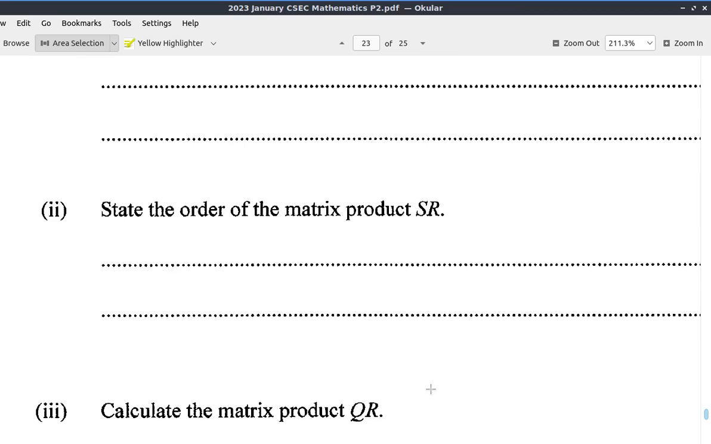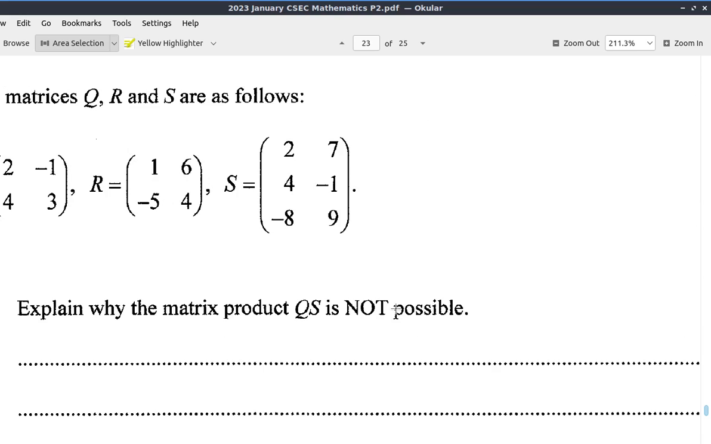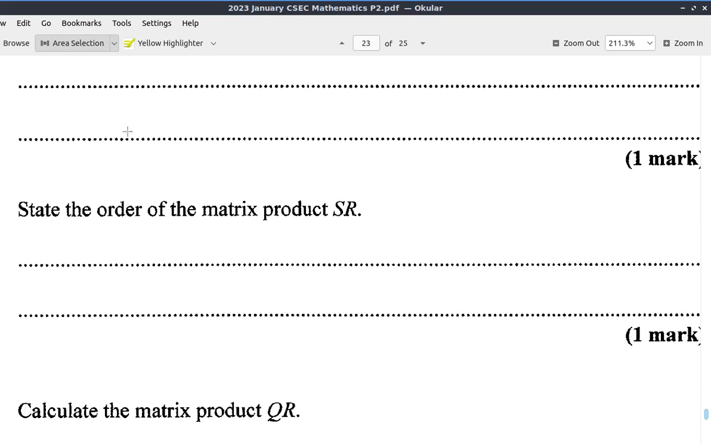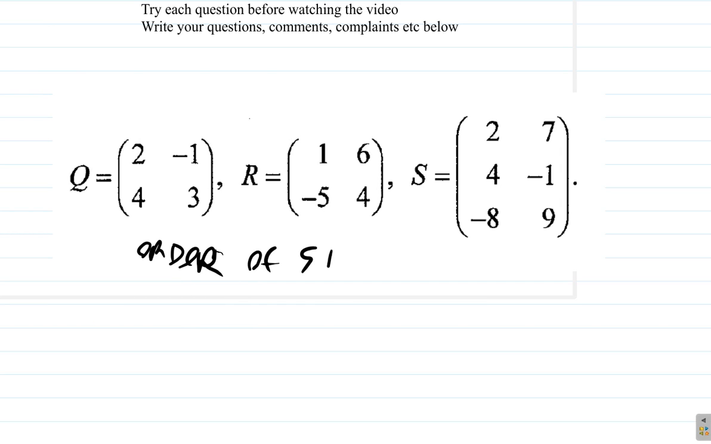How much do they give you? 1 mark. State the order of the matrix product, SR. So you want the order of SR. That means when you multiply S by R, what's the order? You could tell if you remember your matrix calculation, but if not, do a little rough work aside. You don't do it in the paper because they only say state it and only give 1 mark, right?